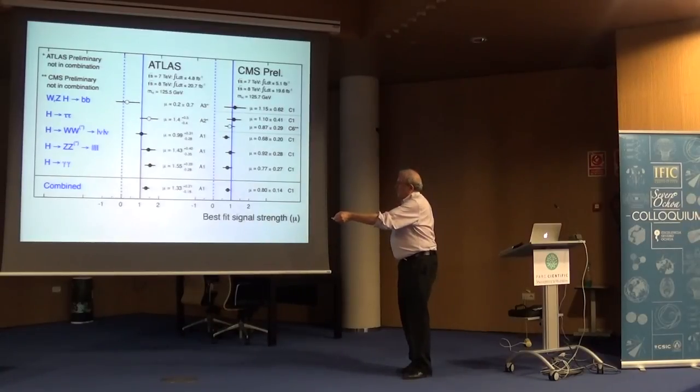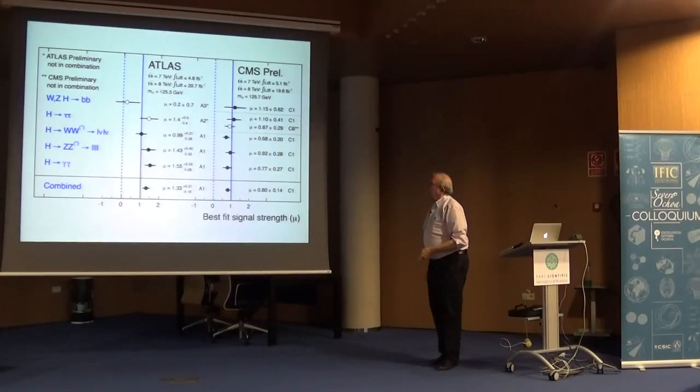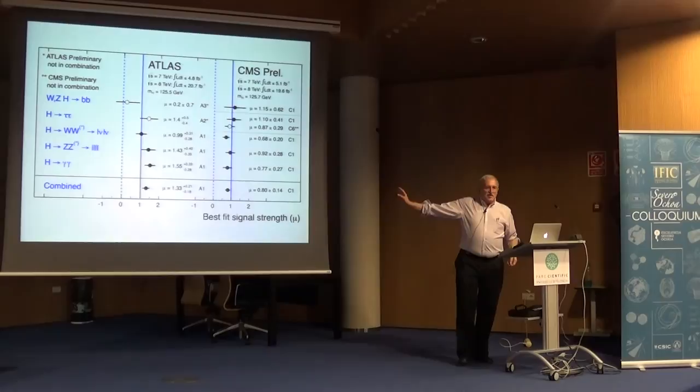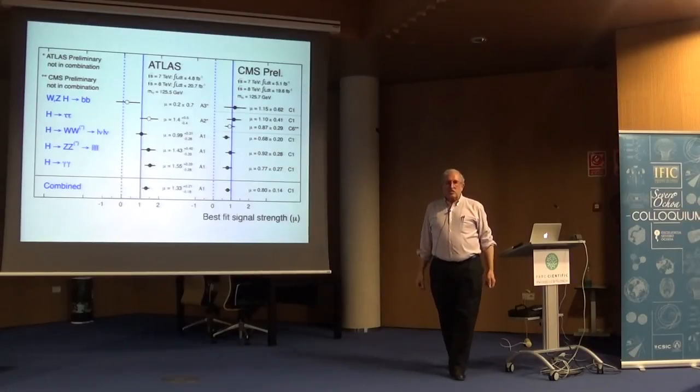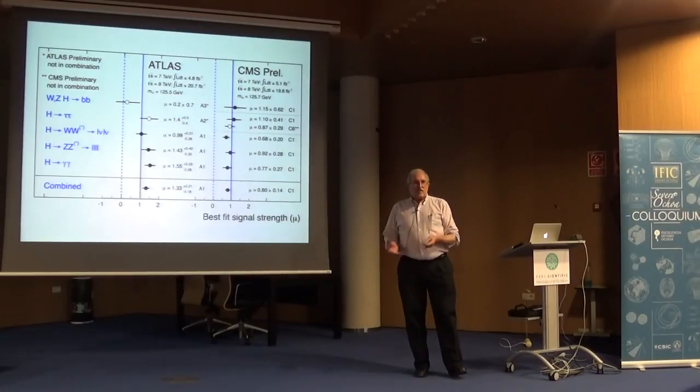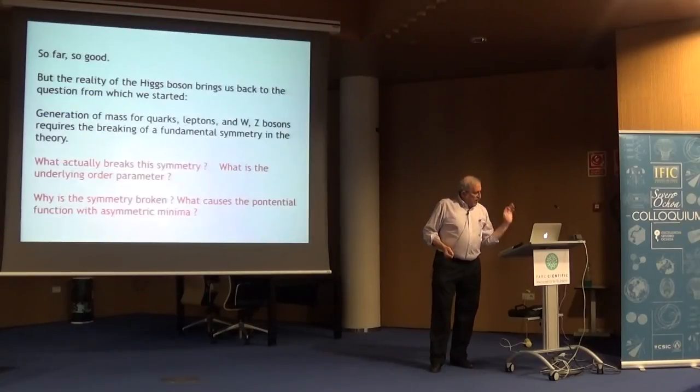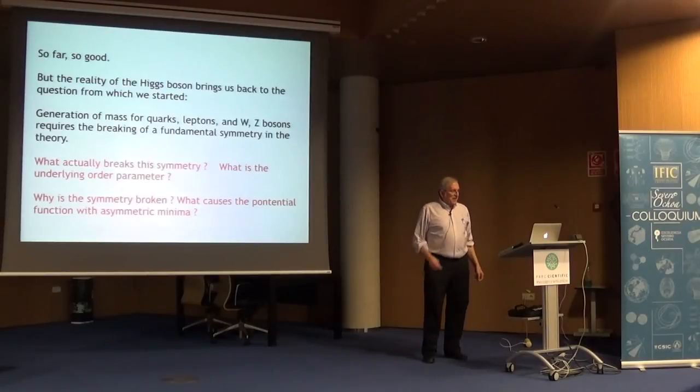Zero is no Higgs boson. One is the prediction of the standard model. And as you see, the data clusters around one, so roughly, let's say within 30% accuracy, we are now seeing at the LHC what this model predicts. Okay, so far so good.